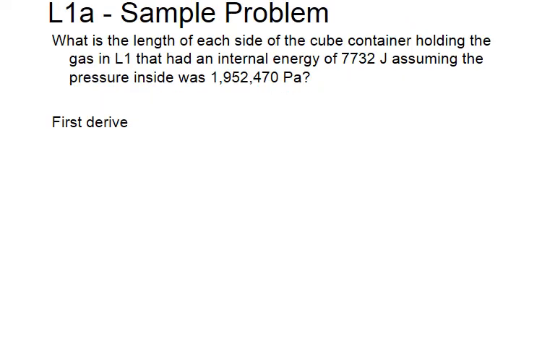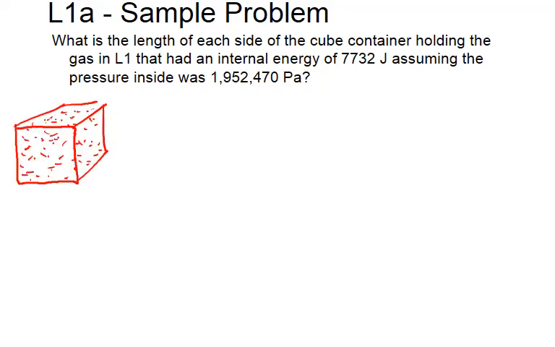Okay, so what is the length of each side of the cube container holding the gas in L1 that had an internal energy of 7,732 joules, assuming the pressure inside was 1,952,470 pascals? You can first derive that and then solve that. Go ahead and pause the clip and give that a try, and then when you're ready to check, you can hit play to continue. Okay, so we've got our gas.